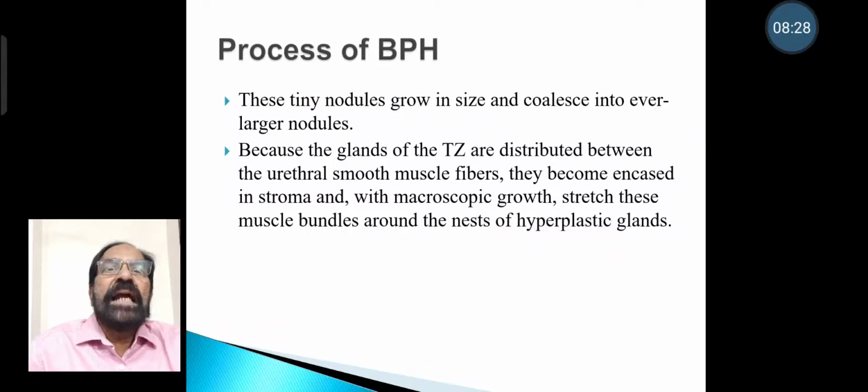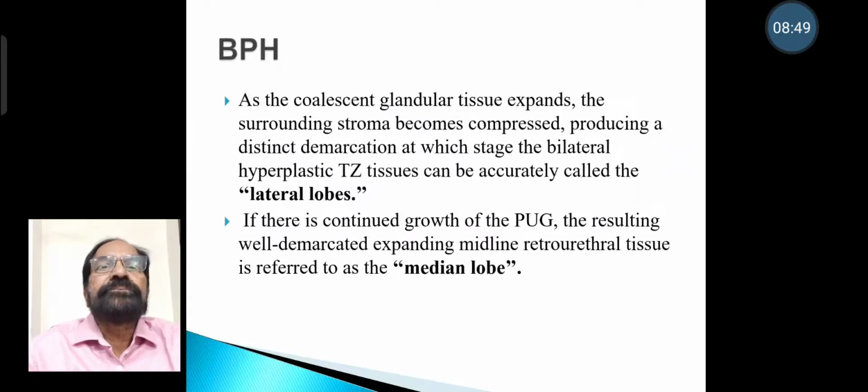Because the glands of the transitional zone are distributed between urethral smooth muscle fibers, they become encased in the stroma, and with macroscopic growth stretch these muscle bundles around the nests of the hyperplastic glands. As the coalescent glandular tissue expands, the surrounding stroma becomes compressed, producing a distinct demarcation, at which stage the bilateral hyperplastic transition zone tissues can be accurately called lateral lobes.